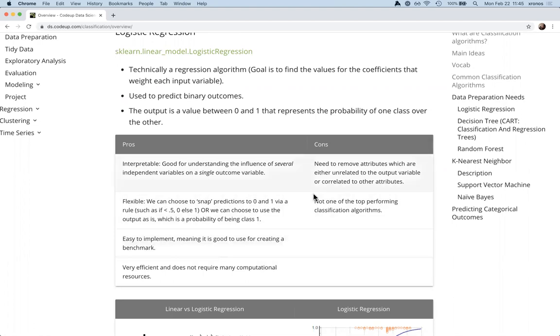But on the con side, logistic regression is not necessarily one of the top performing algorithms, but it's good for getting things out the door. And we need to remove attributes that are uncorrelated to the output variable or correlated between each other with logistic regression. Like, nothing's going to be all pros. There's always going to be some sort of trade-off, right?